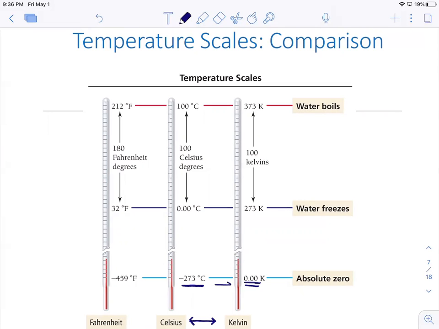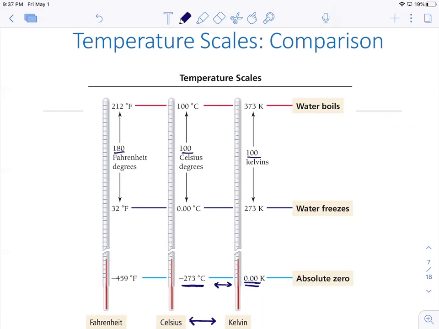So there is a conversion factor between Celsius and Kelvin. You add 273 to whatever the Celsius is, and you get the Kelvin. Now what we see is that works with just adding because their degrees are similar. They're weighted the same. 100 degrees of Celsius is 100 degrees of Kelvin.